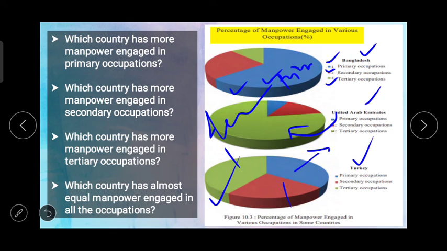So in today's topic we learnt about the concept of human occupations with the help of figure 10.1, and then discussed the classification of occupations into primary, secondary, tertiary and quaternary, and the last thing we learned was that the development of the country depends on the people who are engaged in any particular occupation.